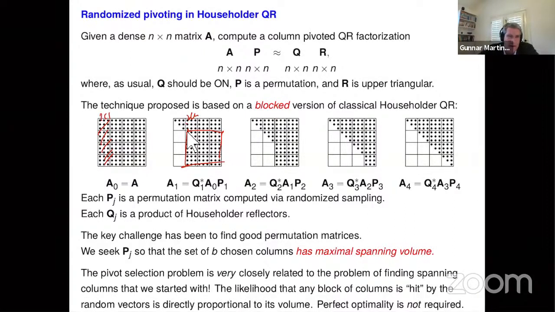And the trick here has been that it's very hard to find a set of good pivot columns, because normally you would pick the first one and then you would update the rest of the matrix before you can pick the second one. So how do you find, say, 50 pivot vectors at once? And this is exactly what we spent our time talking about in the first 90% of the talk. This is exactly the column selection problem.